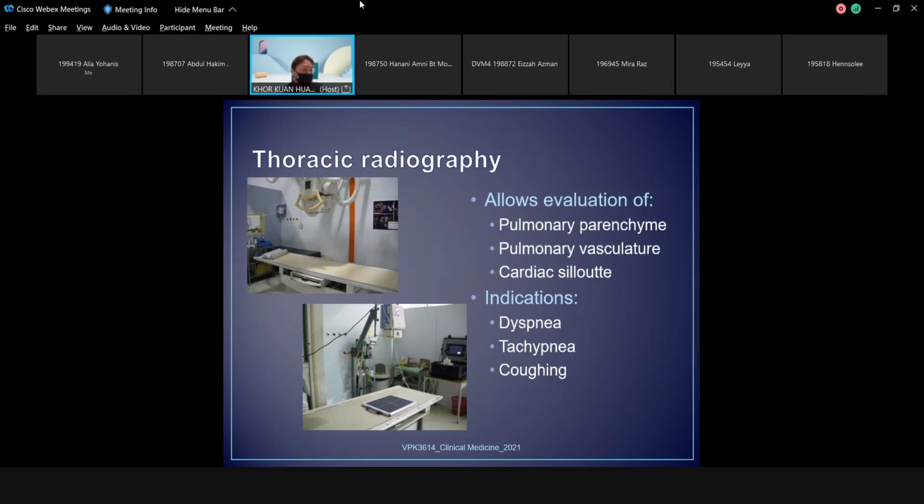Okay. So thoracic radiograph, what value does it give? It allows you to evaluate the lung. Okay, so you look at the pulmonary parenchyma. You look at the blood vessels. You look at the heart, the shape and size.